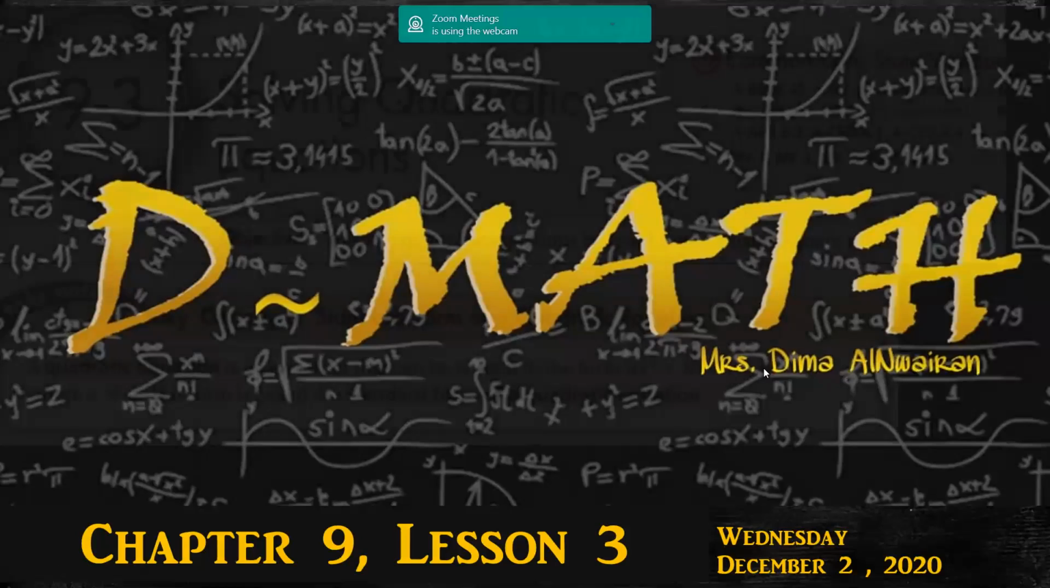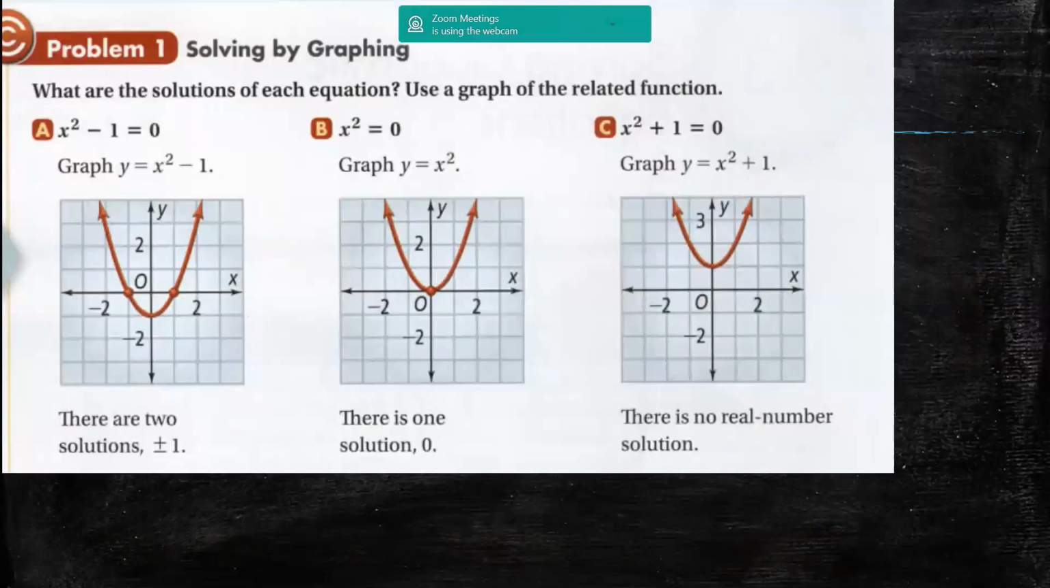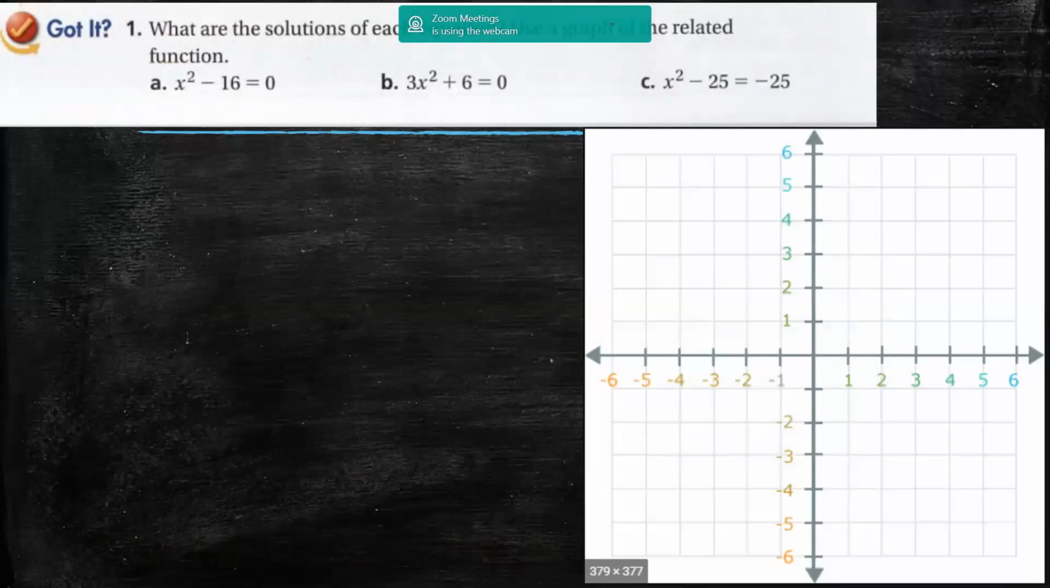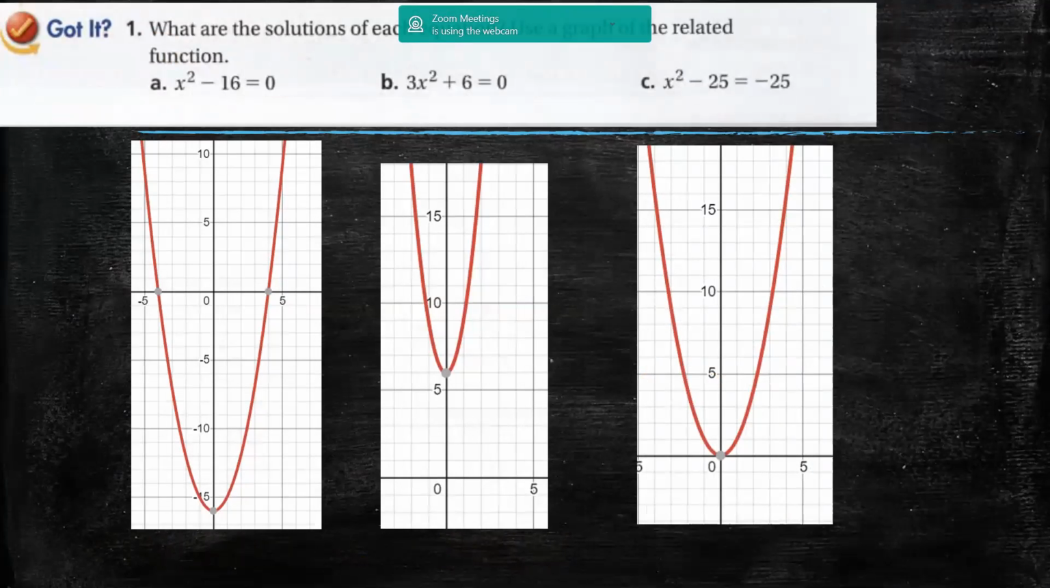Okay, good morning. In the previous lesson, we talked about how we can solve quadratic equations. To solve them, we have two ways: by graphing and by using the square root. We said that if we graph, then the values where the graph intercepts the x-axis will be the zeros, or the solutions, of the equation.